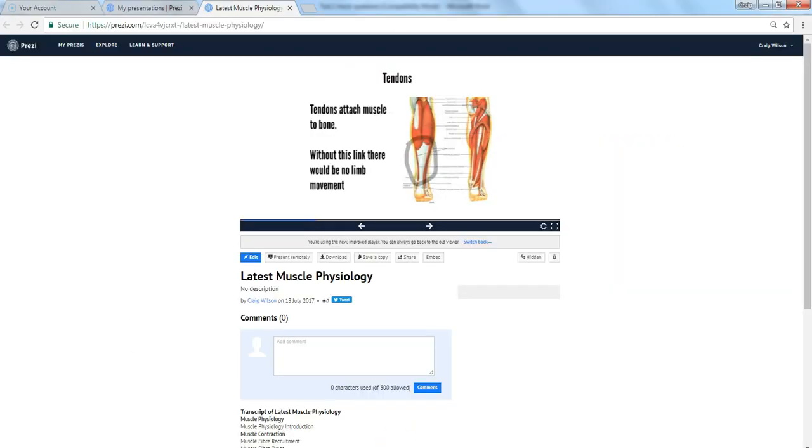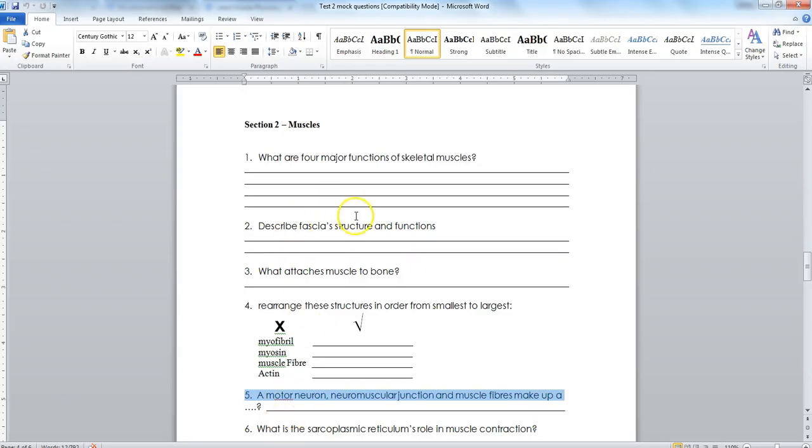I'm just going to pop into our mock questions just to answer these couple of questions here. To describe fascia's structure and function: fascia is a protective, connective tissue that surrounds muscles, organs, bones, etc. And then number 3, what attaches muscle to bone? The answer is tendons.